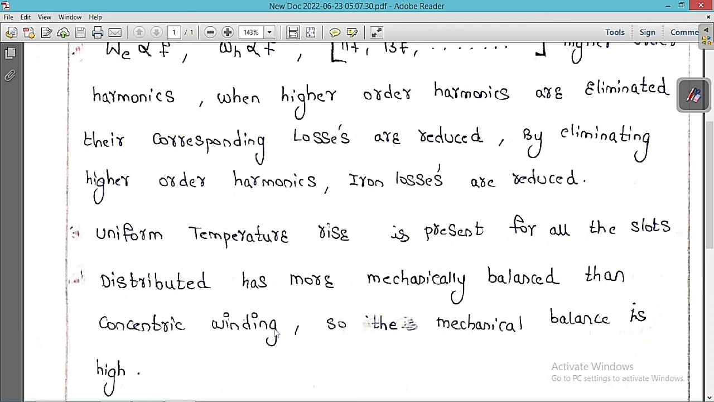So these are some of the important advantages of using the distributed winding. Let me summarize them. The first thing is the higher order harmonics are eliminated, so the flux will have only the fundamental component. The EMF will be purely sinusoidal, and the corresponding losses are also reduced. And if you keep the coil sides of one coil in different slots, the temperature rise will be uniform, and the mechanical balance is also very high.